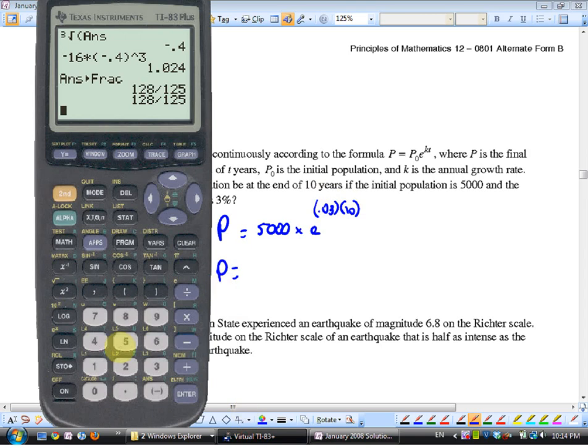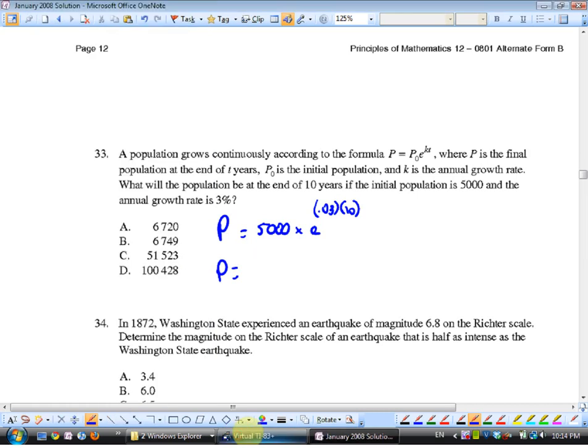So I'm going to go like this, 5,000 times e, there's my e to the x button right there, second function ln, to the power of 0.03 times 10. 6,749. B.